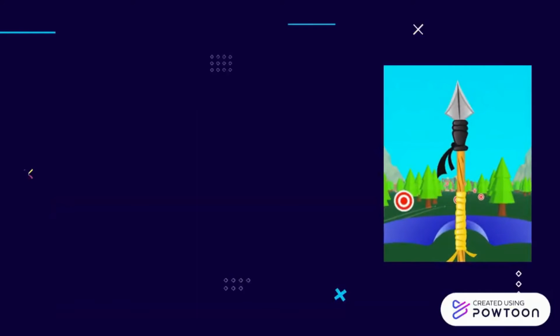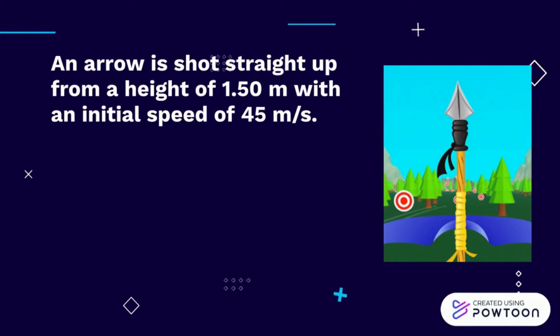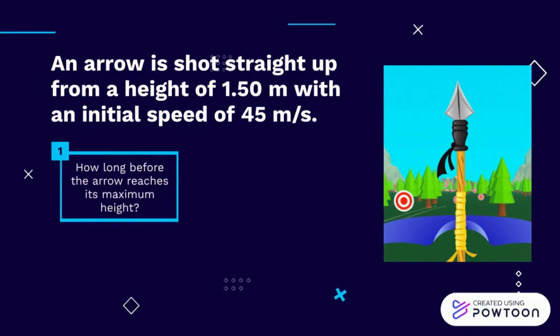The first one we answered is problem number 4. An arrow is shot straight up from a height of 1.50 meters with an initial speed of 45 meters per second. Now, we are looking for 4 unknown quantities.